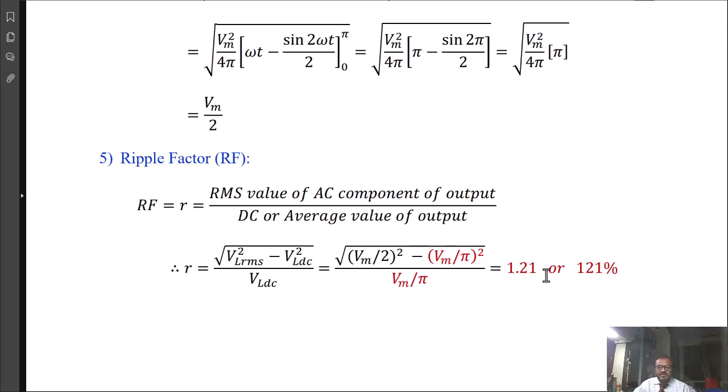The meaning is that this rectifier provides ripple at the output which is 121% of the DC value, which is more than the DC value itself. So therefore, we can say that this is a rectifier which is not so good because it is providing a lot of AC component at the output, and we are interested in the DC component of the output for our AC to DC power supplies.